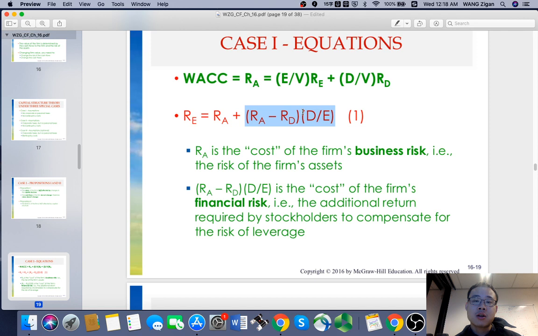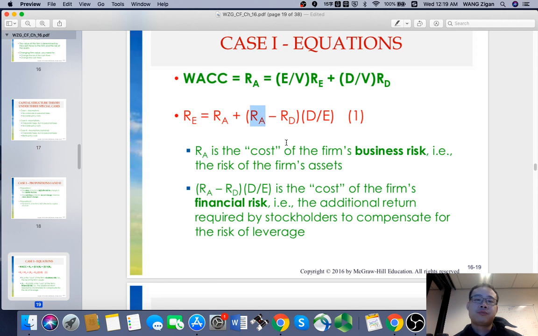Is this risk beneficial to your ROE? Well, it depends on the relative comparison between R_A and R_D. R_D is the cost at which you borrow money. For example, let's say you borrow from someone at 5%. But your firm's ROA, the return on assets, is 10%. It's higher than 5%. Then the leverage will be beneficial to the stockholders, to the ROE.